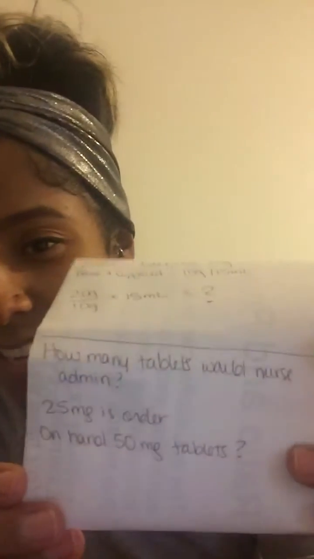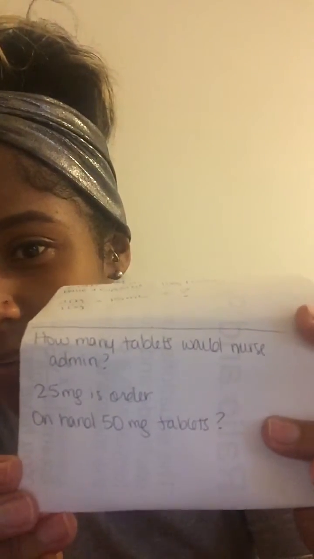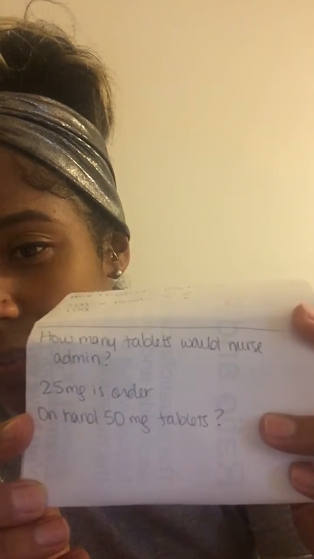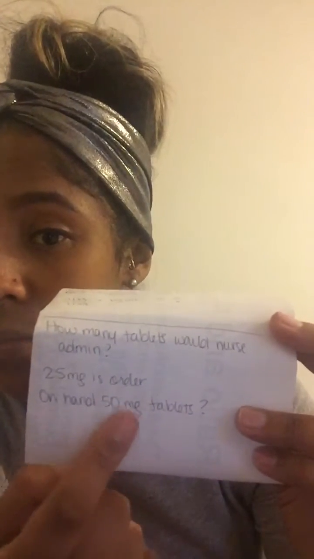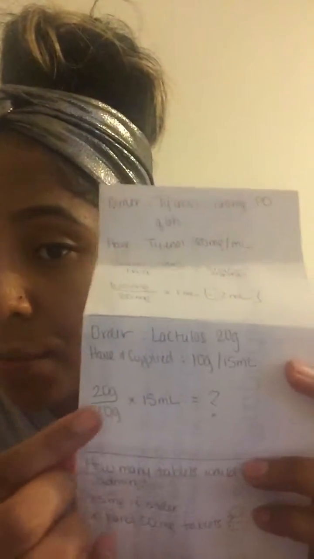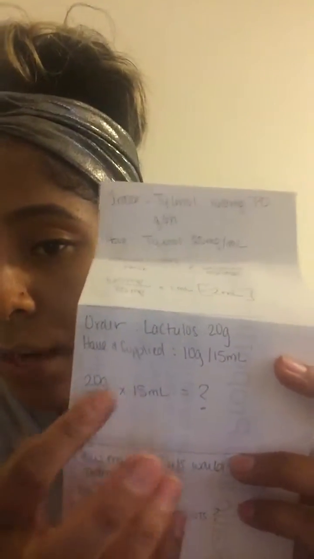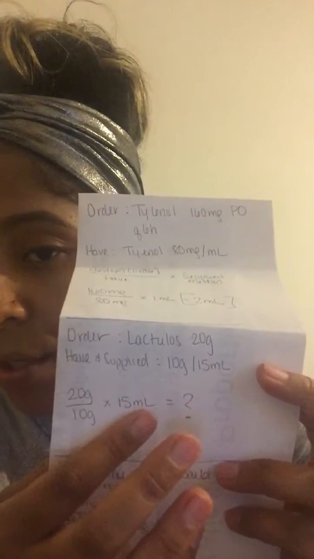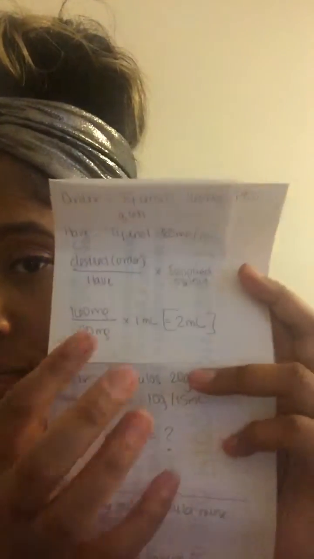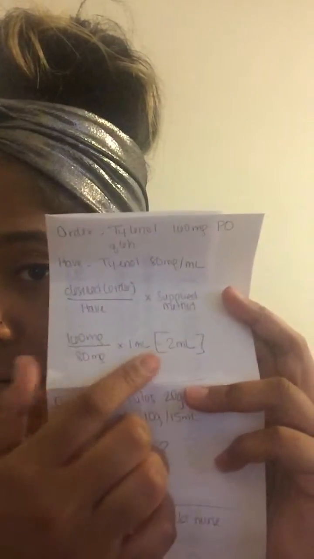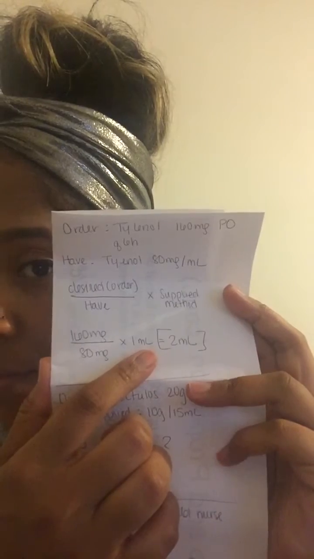I'll show you guys again. I'm sorry, that was completely my mistake. 25 milligrams over 50 milligram tablets. This is your word. So it wouldn't be milligrams, because these 2 cross out. Just like, I don't know if you guys noticed, but this crosses out. So these grams cross out and you're left with milliliters. Same thing with this one. These milligrams cross out and you're left with milliliters. So just be careful on those.